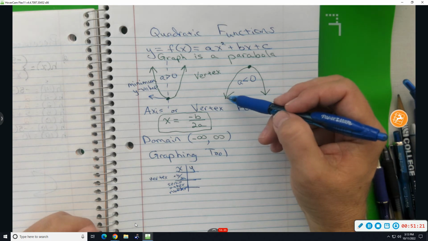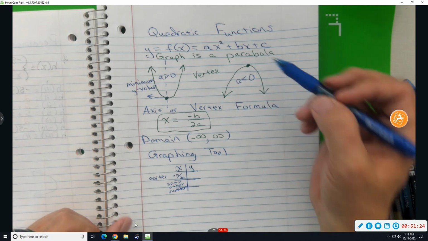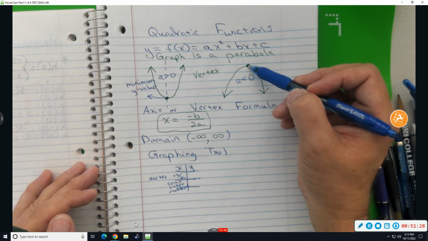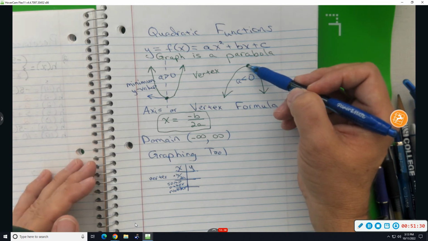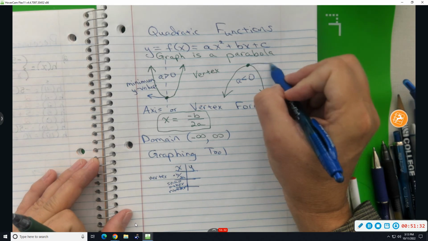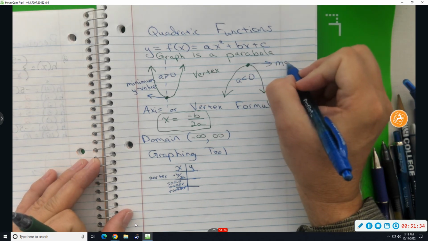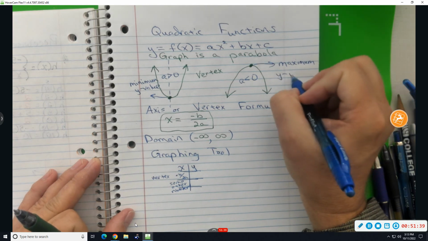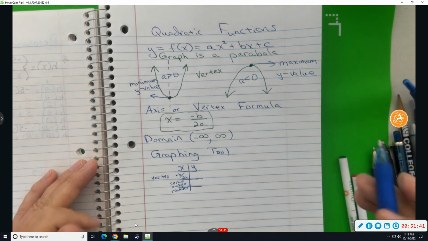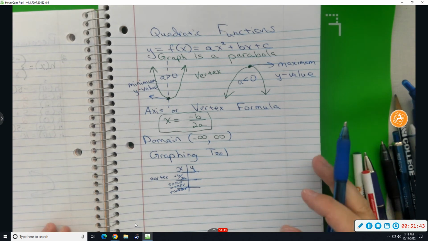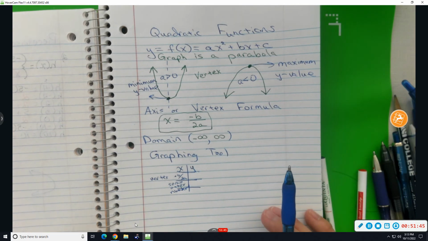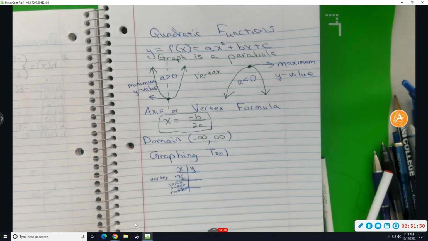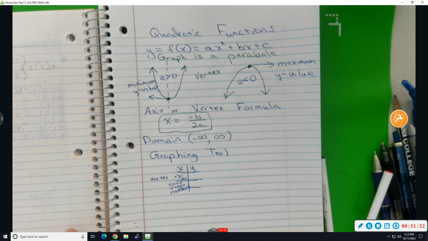Whereas if a parabola is opening downward, the vertex is the highest point on the graph. That means this point has the biggest y value on the graph. So this vertex would be the maximum y value. In a little bit, we'll be doing some application problems, and in all those applications, they're going to be wanting either the maximum or the minimum value of the function. That's what it'll all boil down to.